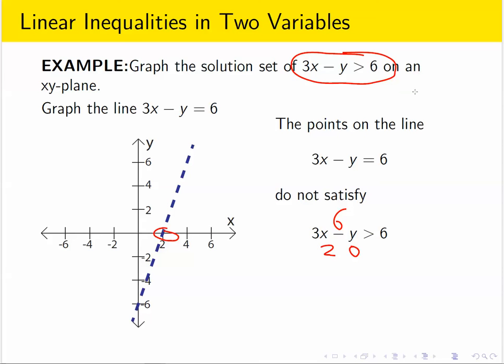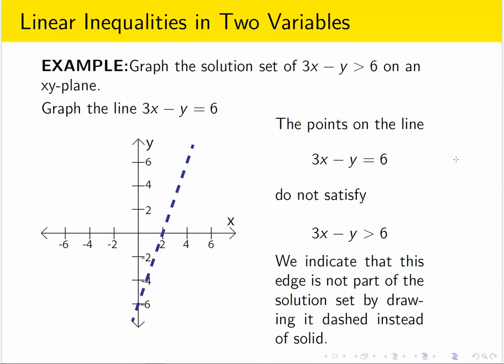So notice the difference between this problem and the previous problem. On the previous problem, we did include all of the points from the line as part of our solution, but that's because the inequality we were looking at was a less than or equal to. And if this were greater than or equal to, we would include the line as part of our solution here. But because it's not, the line is not part of the solution. And that's why we're drawing it dashed. If we draw a dashed line, that indicates it's the edge of our solution graph, but it's not part of the solution itself.